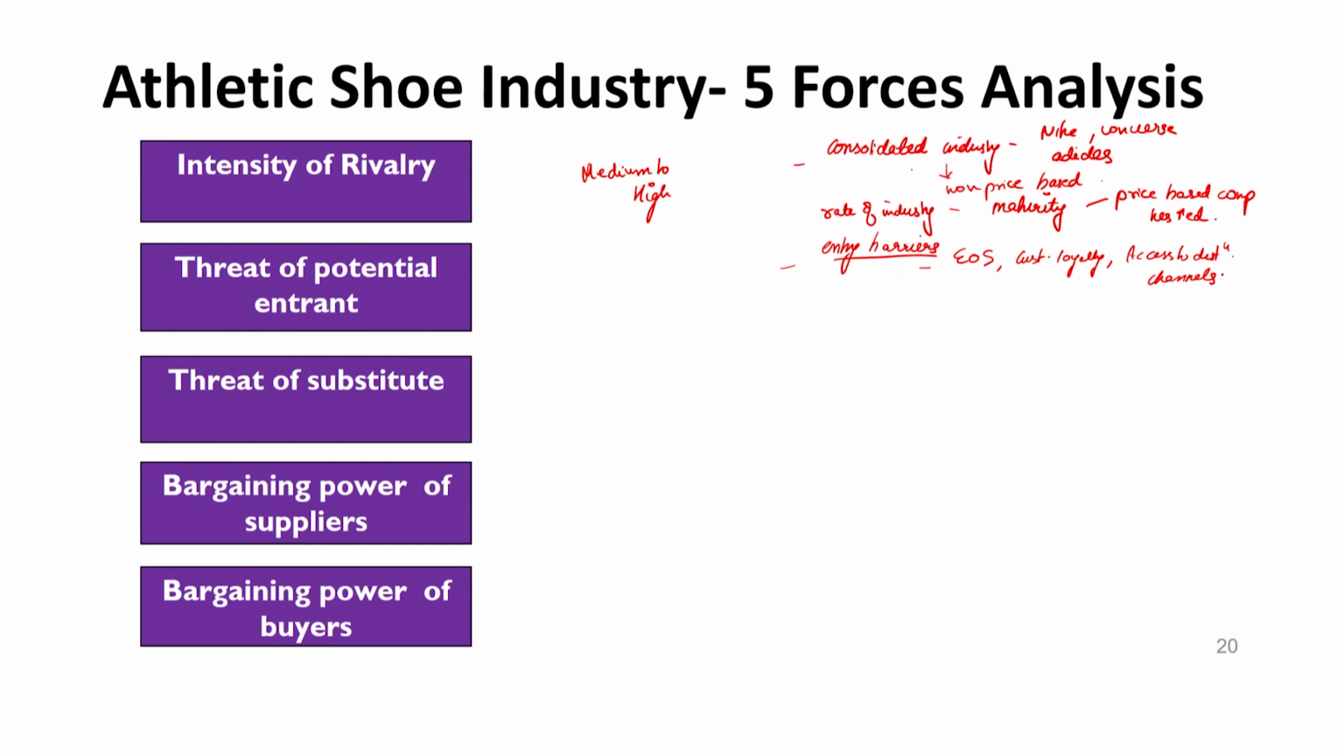So, whenever there are high entry barriers, the threat would be low. Threat of substitutes. If we look at the substitutes for the athletic shoe industry, there are basically no substitutes. Other shoes will not provide the support for sports. So, the threat of substitutes would be low because there are no substitutes.